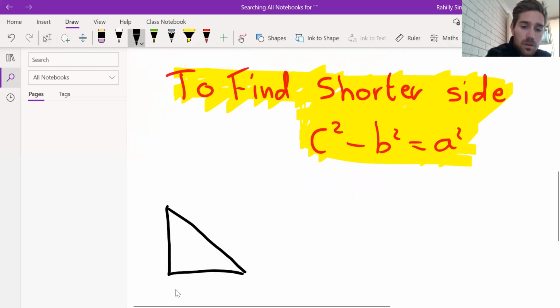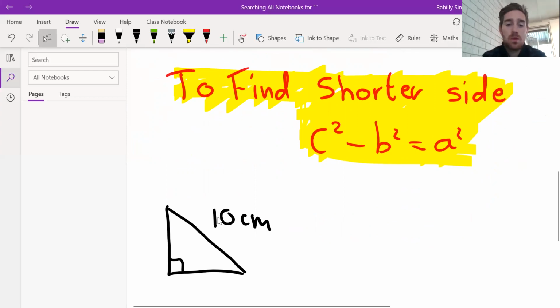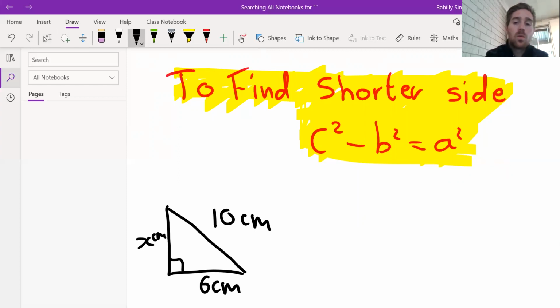So our first thing is our hypotenuse, we have that value. Okay, if this was 10 centimeters, we have our hypotenuse. If this was 6 centimeters, and then our unknown was here, we would use the formula c squared take away b squared equals a squared.